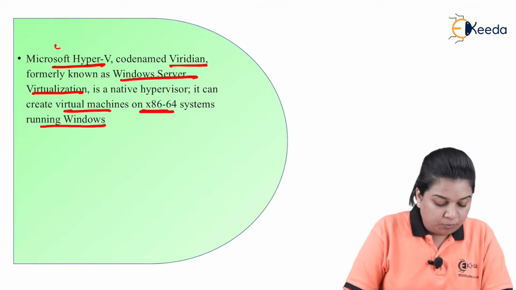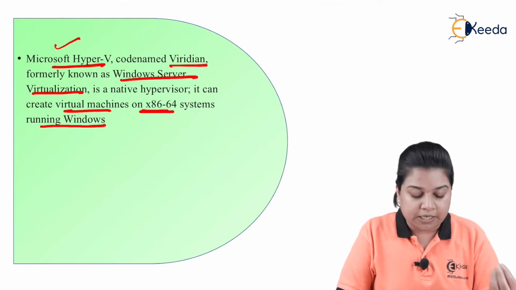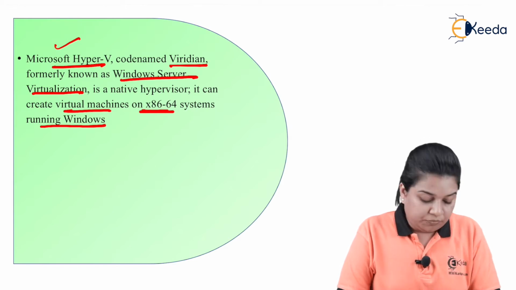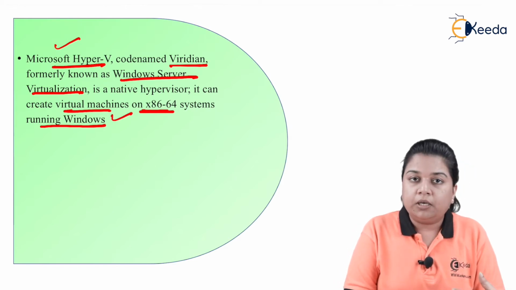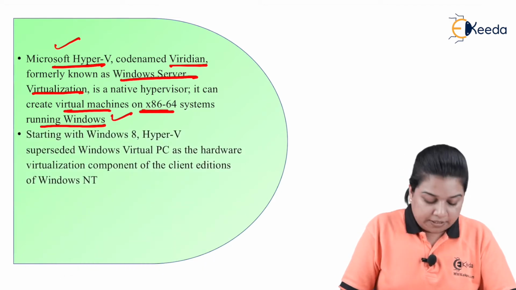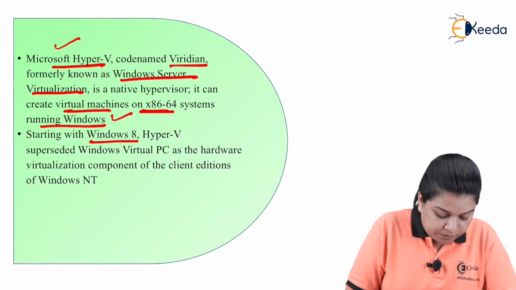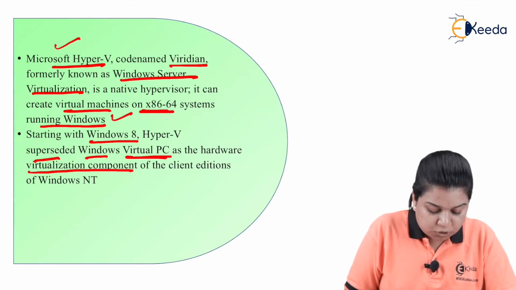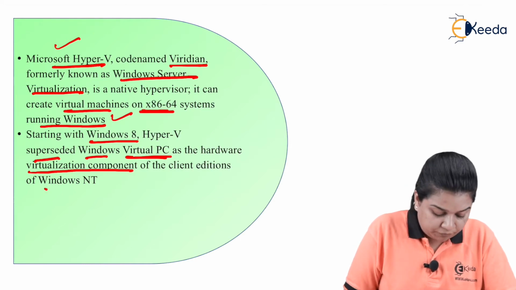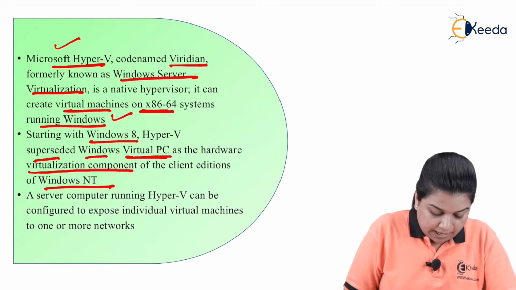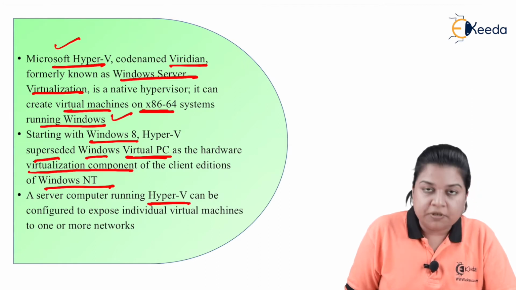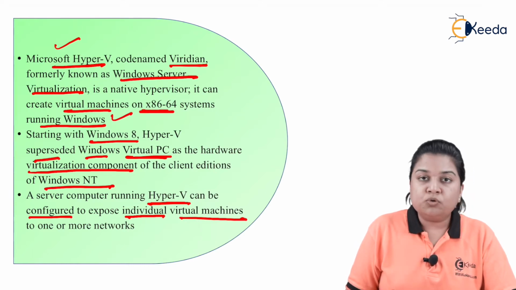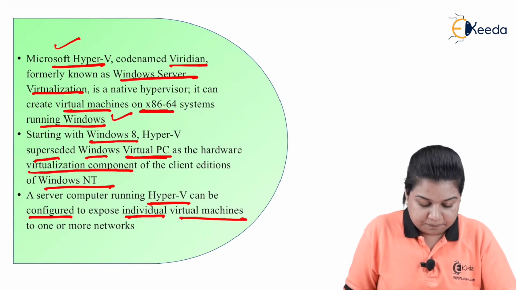That means, since we know Microsoft's Hyper-V, it will be working on a particular architecture which will be running Windows on itself. Starting with Windows 8, Hyper-V superseded Windows Virtual PC as the hardware virtualization component of the client versions of Windows NT. A server computer running Hyper-V can be configured to expose individual virtual machines to one or more networks.